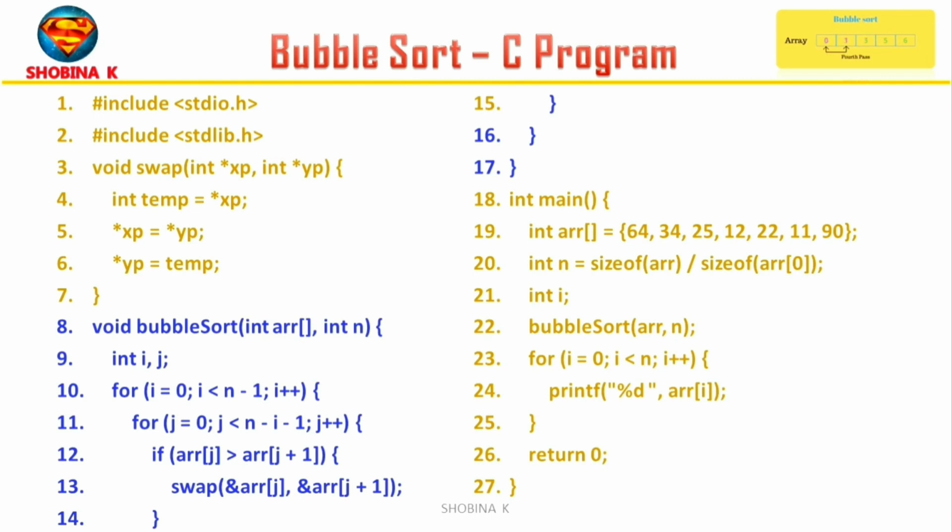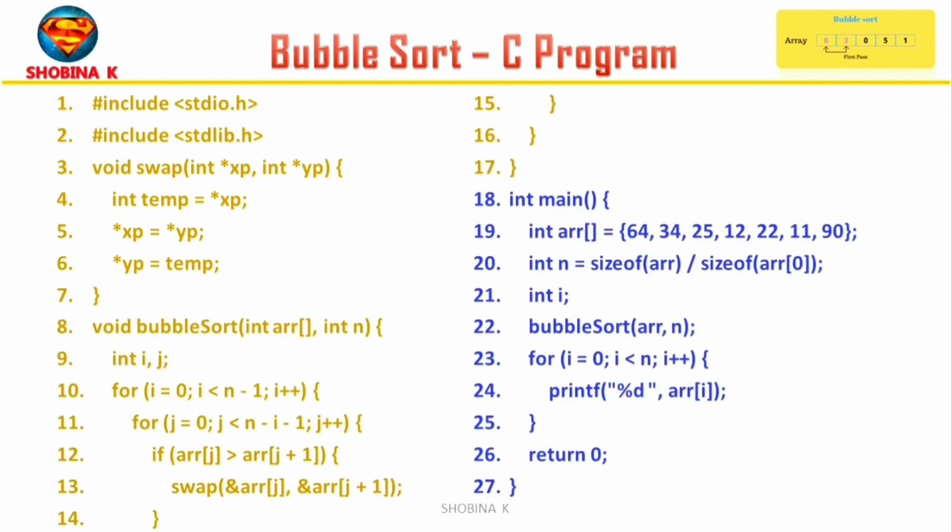In this block of code is the entry point of the program. int main is the beginning of the main function. The main function is the entry point of the program where the program execution begins. And next we declare an array of integers named arr. The array is initialized with the values 64, 34, 25, 12, 22, 11 and 90. Next we declare an integer variable named n. And we initialize it to the size of the array arr.